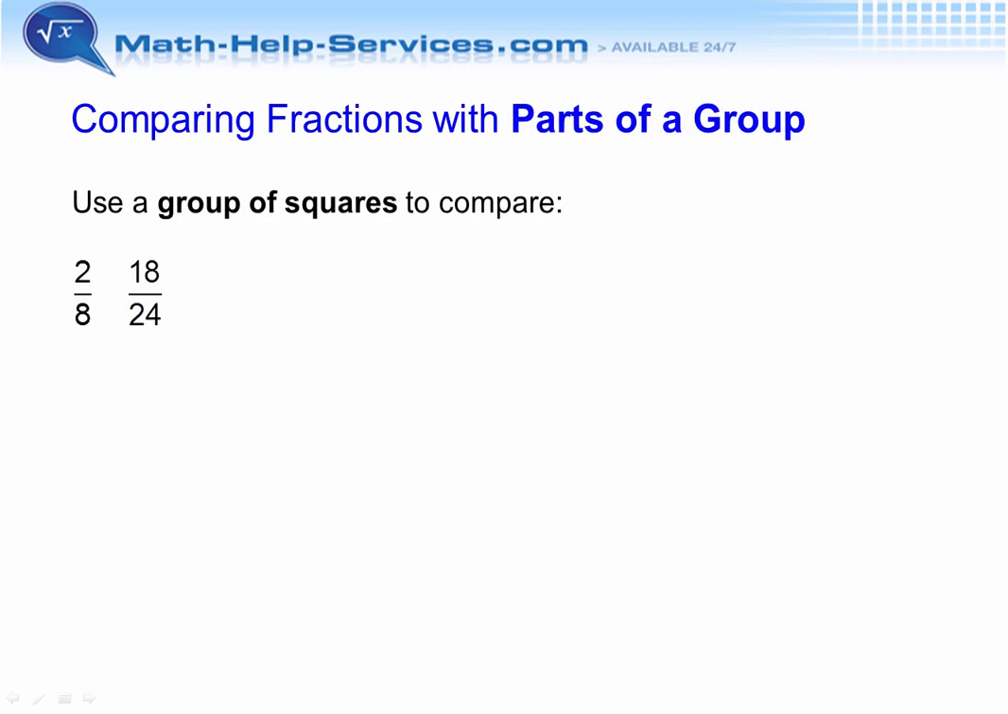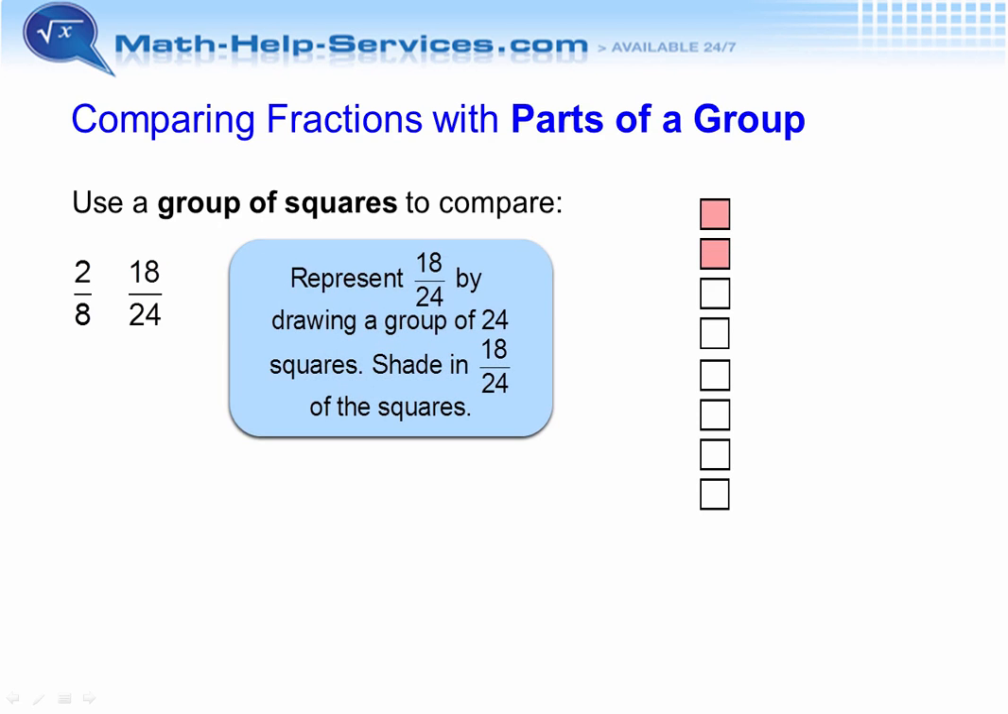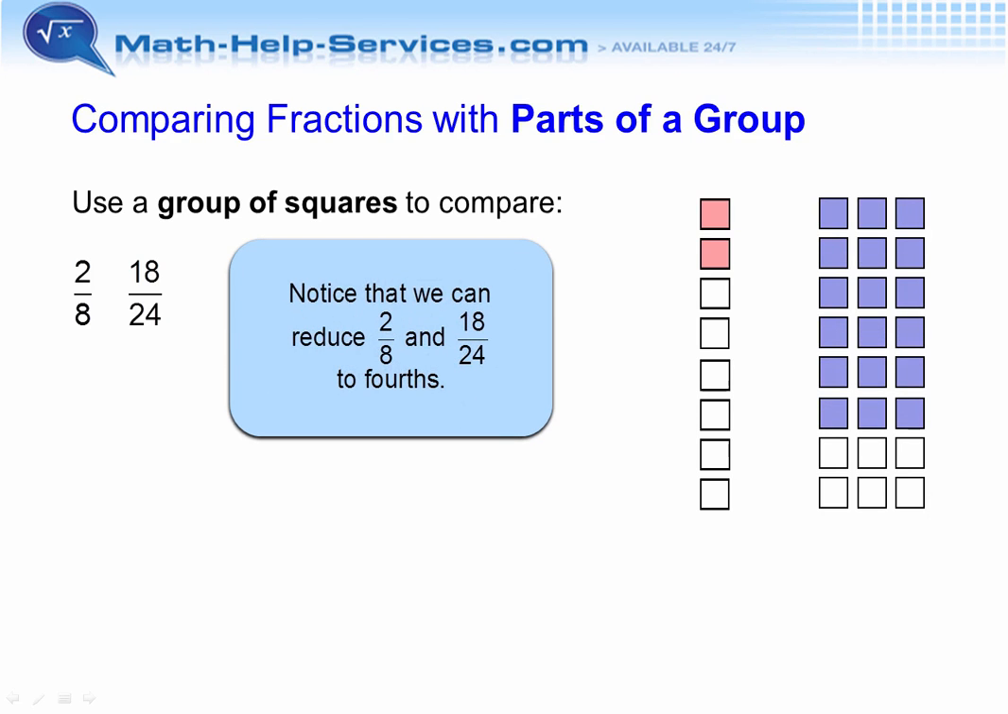Use a group of squares to compare. 2/8 and 18/24. Represent 2/8 by drawing a group of 8 squares and shade in 2/8 of the squares, like so. Now represent 18/24 by drawing a group of 24 squares and shade in 18/24 of the squares. Notice that we can reduce 2/8 and 18/24 to fourths.